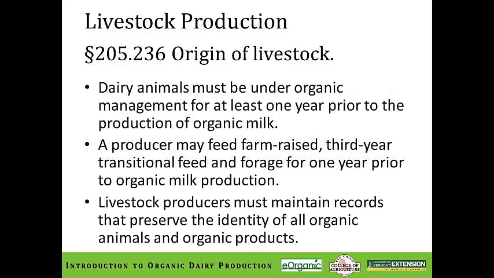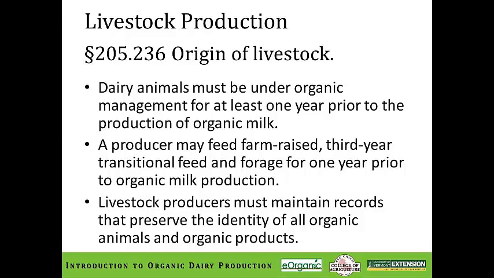Moving on to dairy animals. Dairy animals must be under organic management for at least a year prior to the production of milk. So that's the transition requirement. During that transition year, farmers may feed farm-raised third-year transitional feed and forages to the livestock, and only using feed produced on their own farm that is third-year transition.